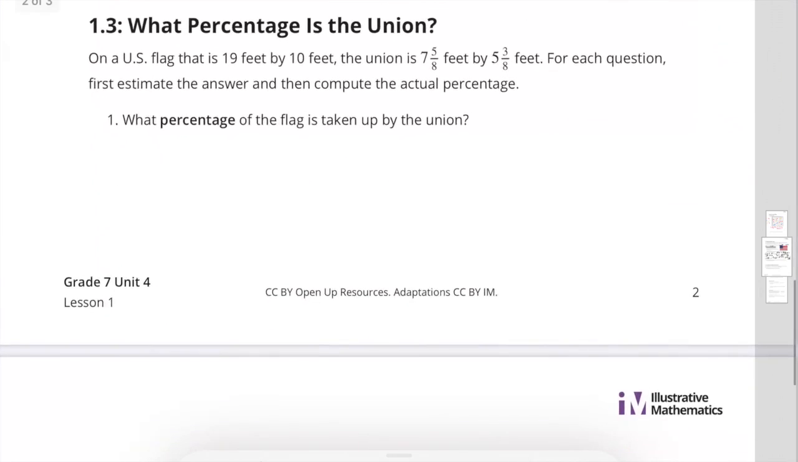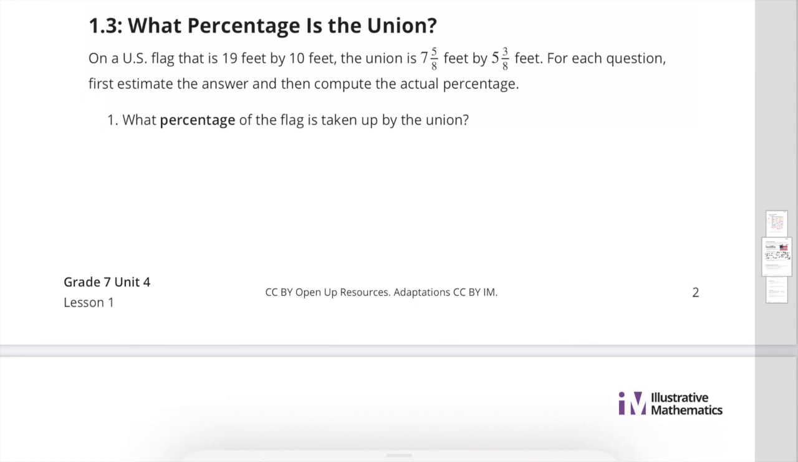So now we've got to figure out what percentage is the union. So what percentage of the flag is taken up by the union? So first, for percentage, what does that mean? What is a percentage? Okay, a percentage is a rate per 100. So if I have all of something, I have 100% of it. So I have the full amount. So we want to know what percentage of the flag is taken up by the union.